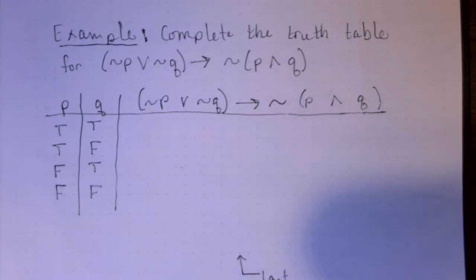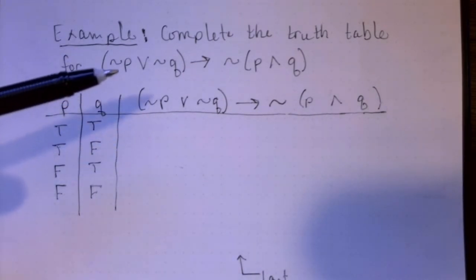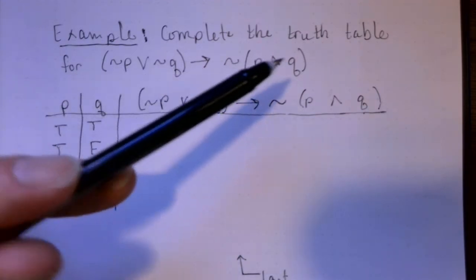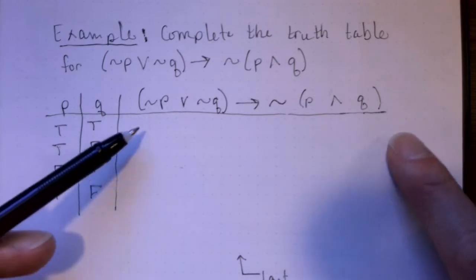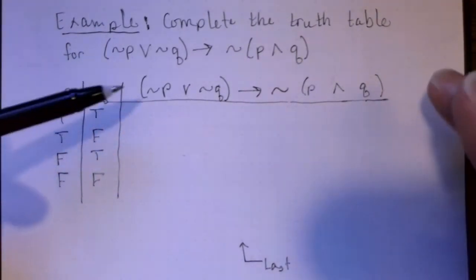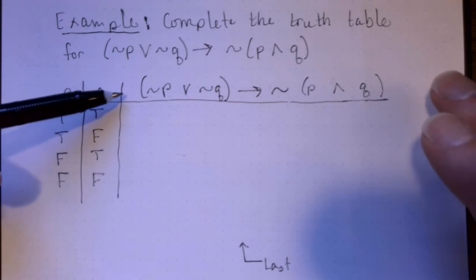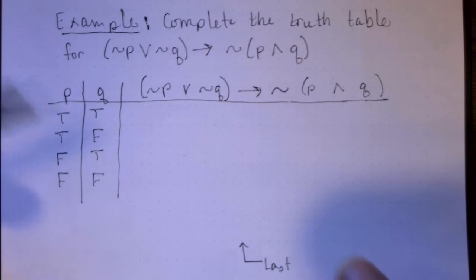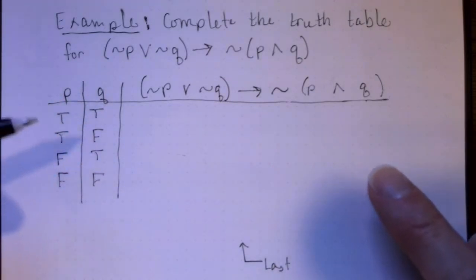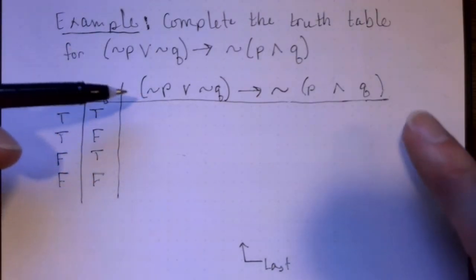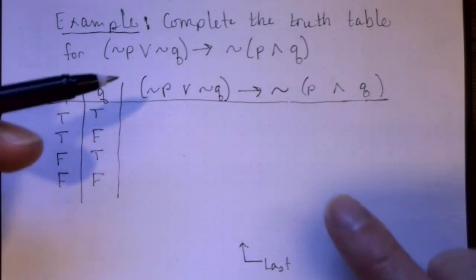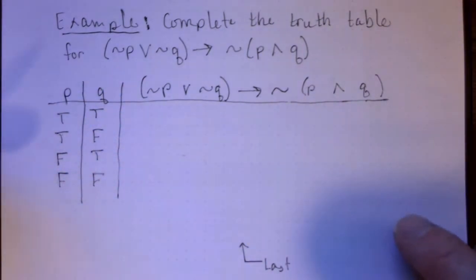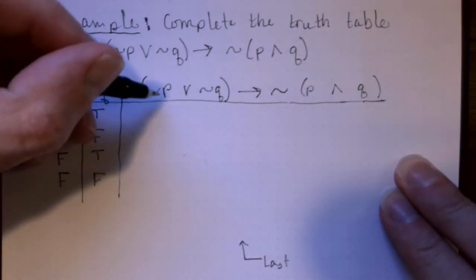Okay, so we're going to complete this truth table. Not P or not Q implies not P and Q. As with all truth tables, I write that statement out, but spread out a little bit so I can do my steps. You really need to work on your steps when you're doing something like this. Now we're going to do the work in parentheses first. So we can work on this, we can work on this. Let's work on this first.